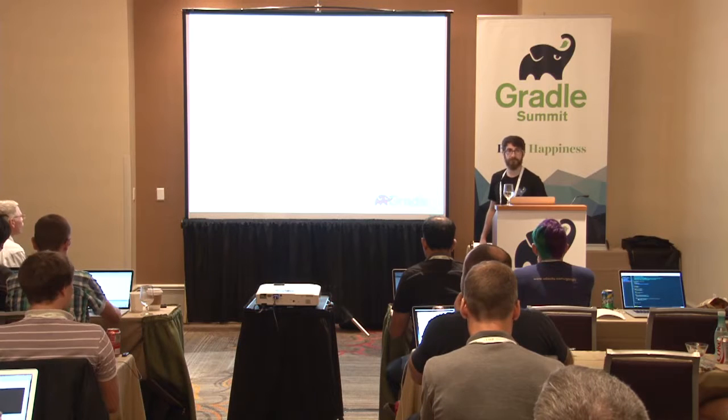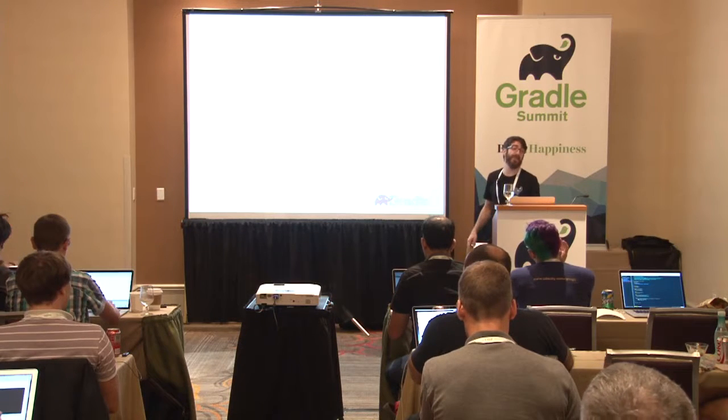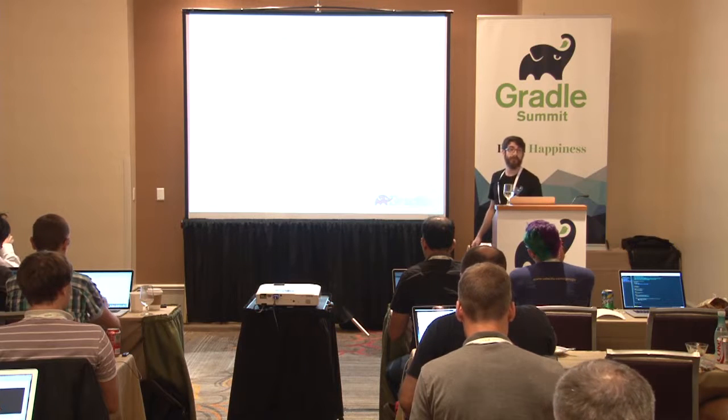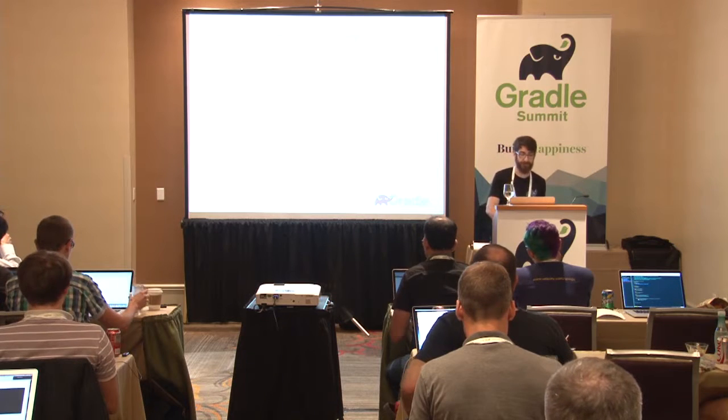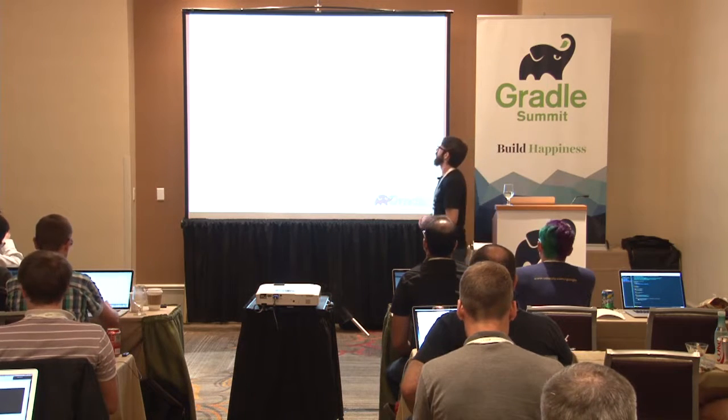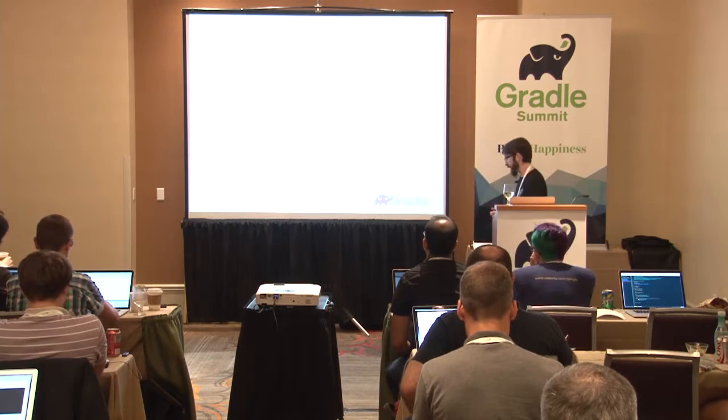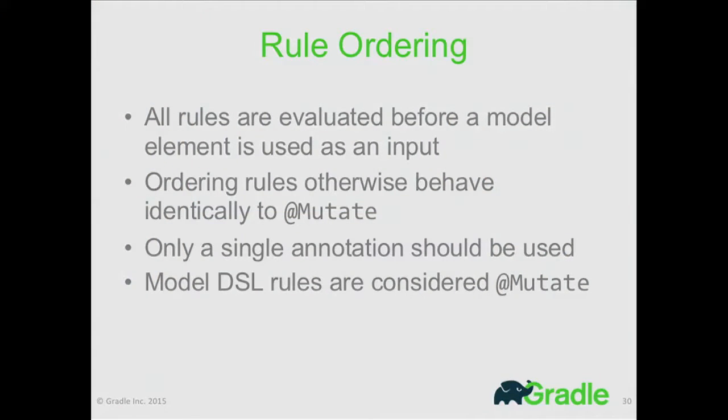So would that mean I'd have multiple mutates, and only one default and one finalized? You could have multiple of any of these rules. And what's the order within defaults? No particular order. Like I said, all rules are evaluated before a model element is used as an input, and that's the whole point: when I ask for something, it has been completely configured before it gets used as an input to another rule. Otherwise, they behave identically to mutate.